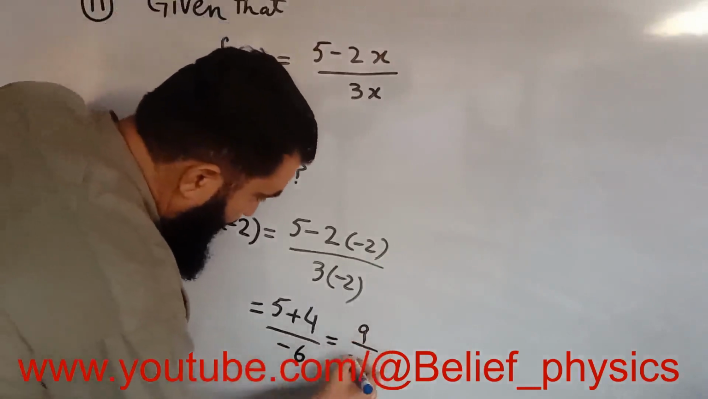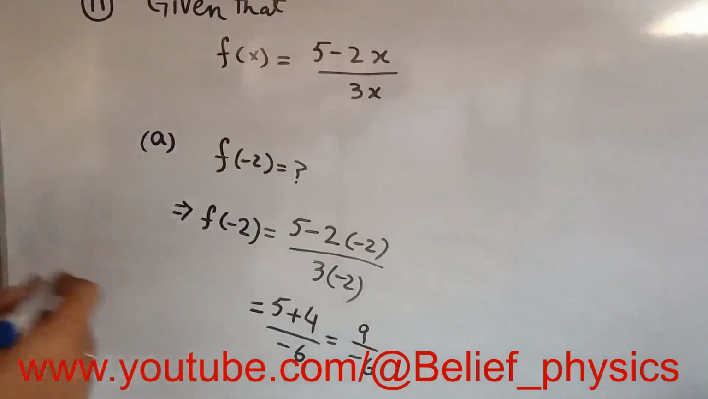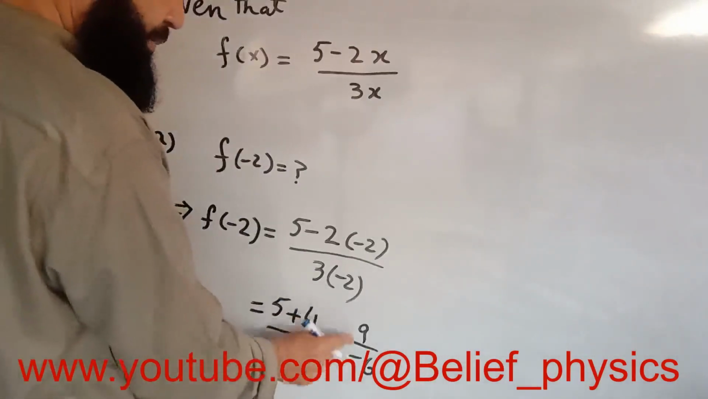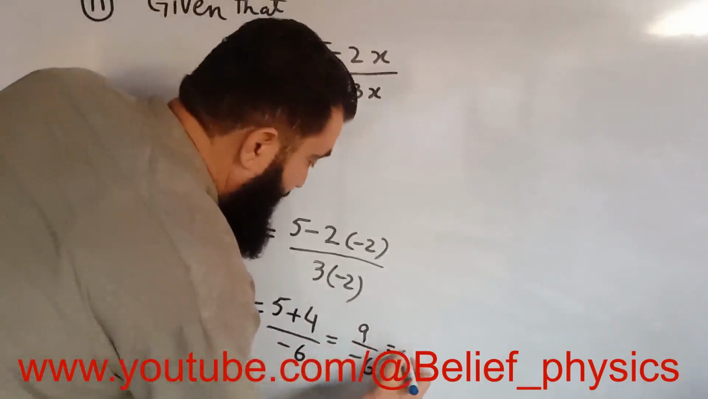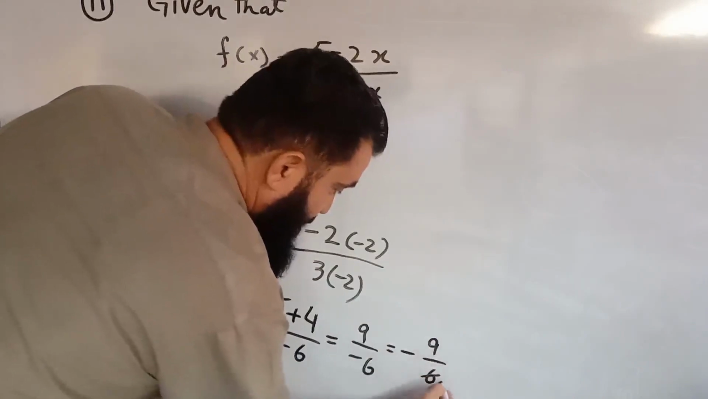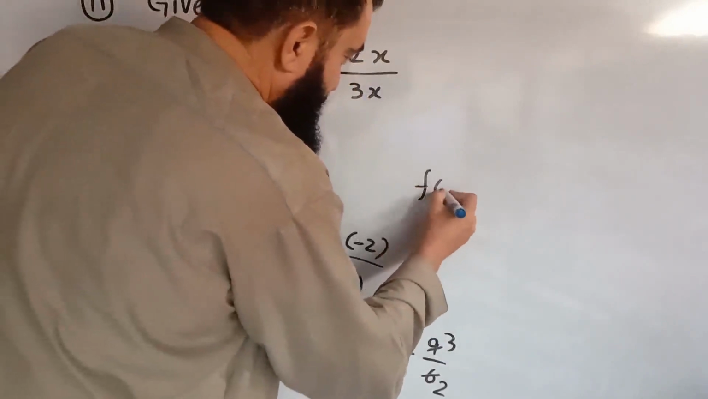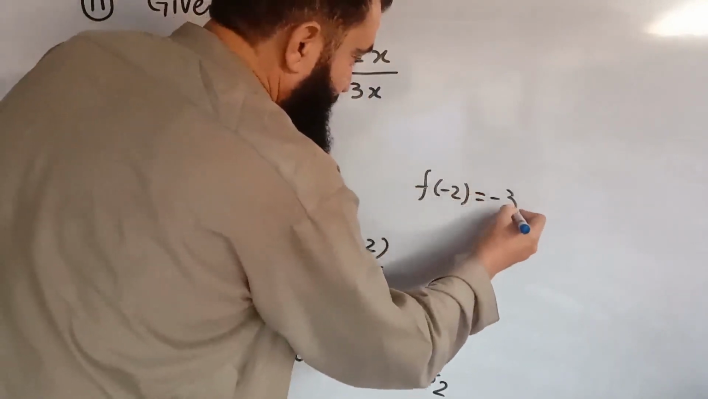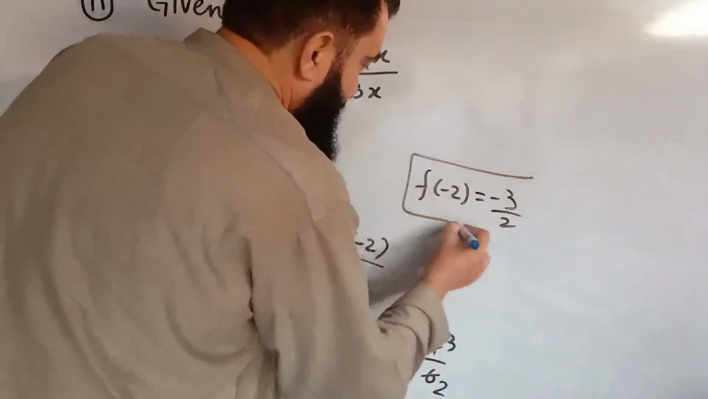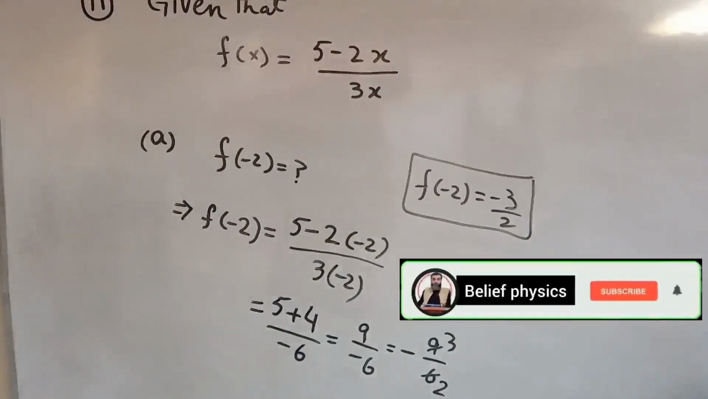So this will become 9 over minus 6. Now 9 is positive and 6 is negative. Again, when we divide, plus minus become minus. So this will become minus 9 over 6. We can simplify it by 3. 3 2s are 6. 3 3s are 9. So therefore f of minus 2 is equal to minus 3 over 2, and this is the answer of part A. The answer of part A is minus 3 over 2, which is f of minus 2.